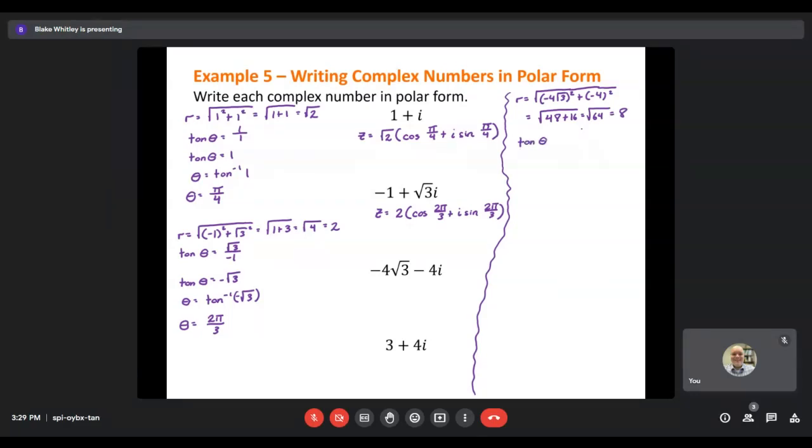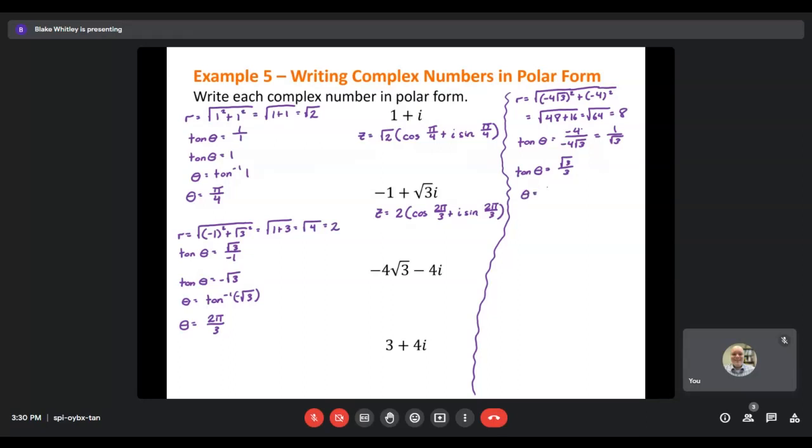So tangent of theta equals b over a. So that's -4 over -4 square root of 3. Tangent theta equals, the -4's cancel here. So we end up with 1 over square root of 3. I'll write it right here. But if we were to rationalize that value, we get square root of 3 over 3. And the only reason I write it that way is because that value is probably a little more familiar to us. If you want to leave it as 1 over square root of 3, that's perfectly fine.